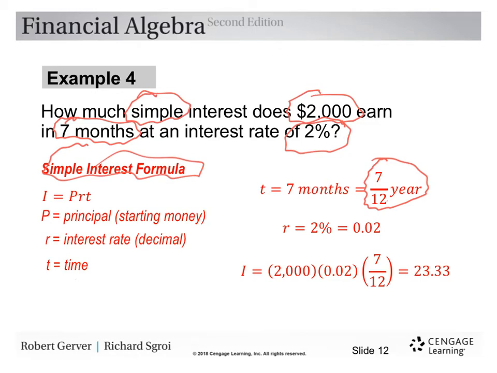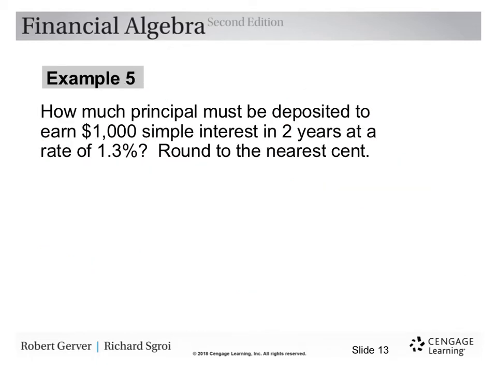We convert 2% to a decimal, and here we have our formula right here. I is equal to 2,000 times 0.02 times 7/12 to get the interest, the amount of simple interest, and the amount of simple interest is simply $23.33.